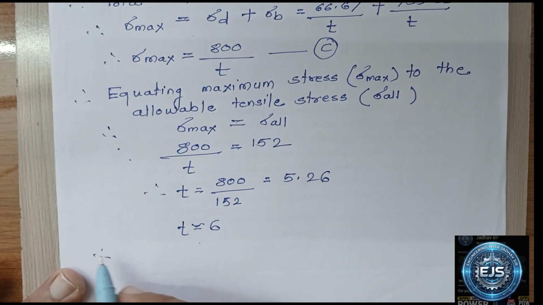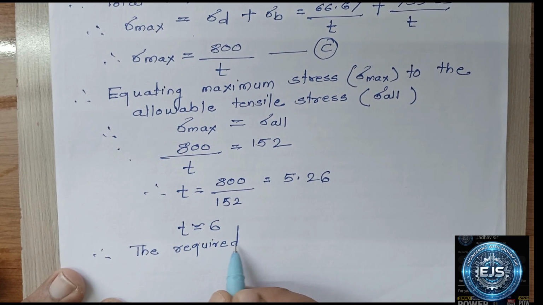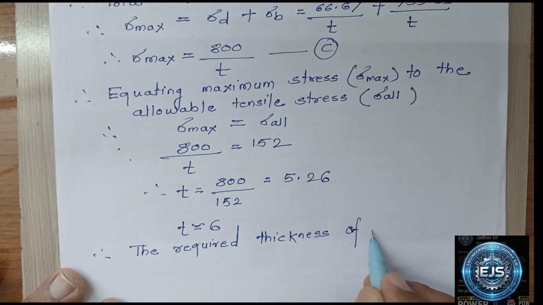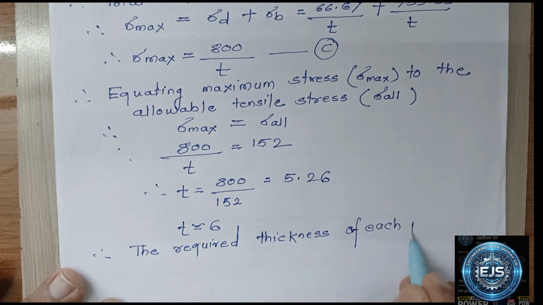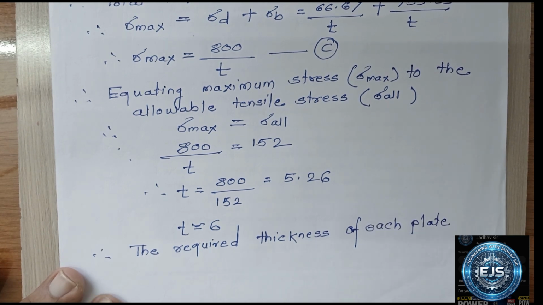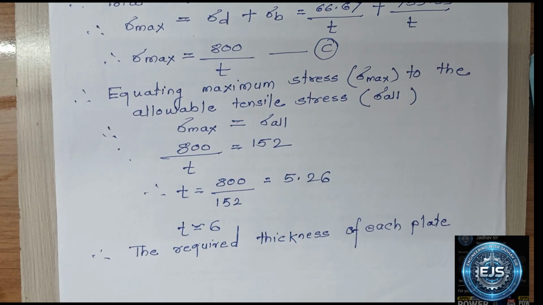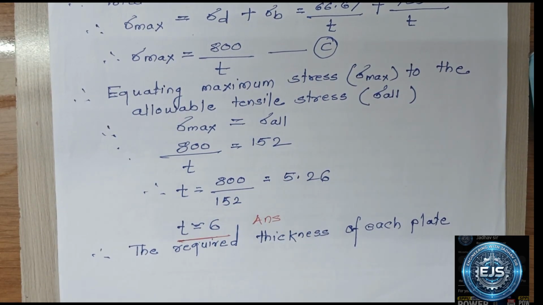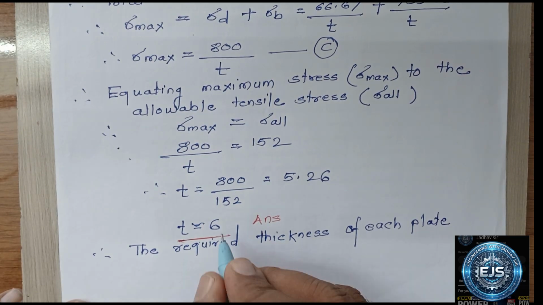So the required thickness of the plate is 6 mm. Required thickness of the plate for this problem is 6 mm. Required thickness of each plate. This is the required answer for this problem. In the problem we have to find out this thickness. So this is our required answer, 6 mm.